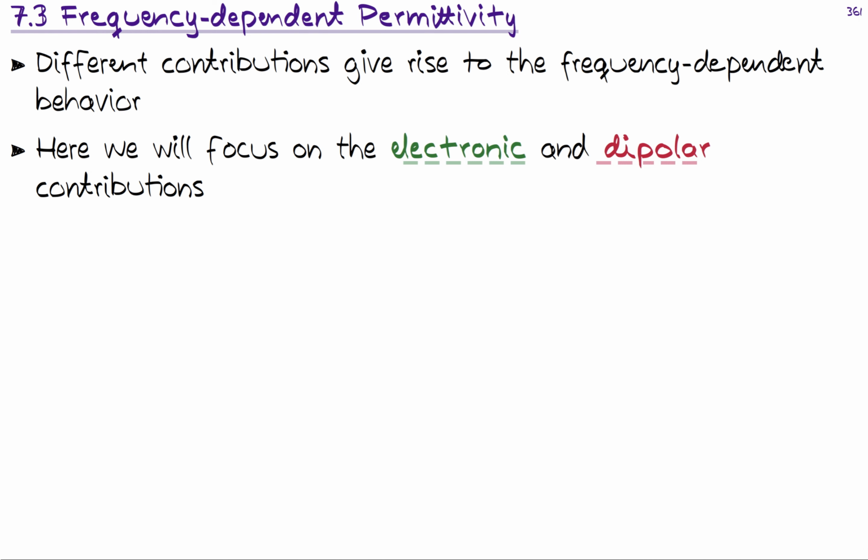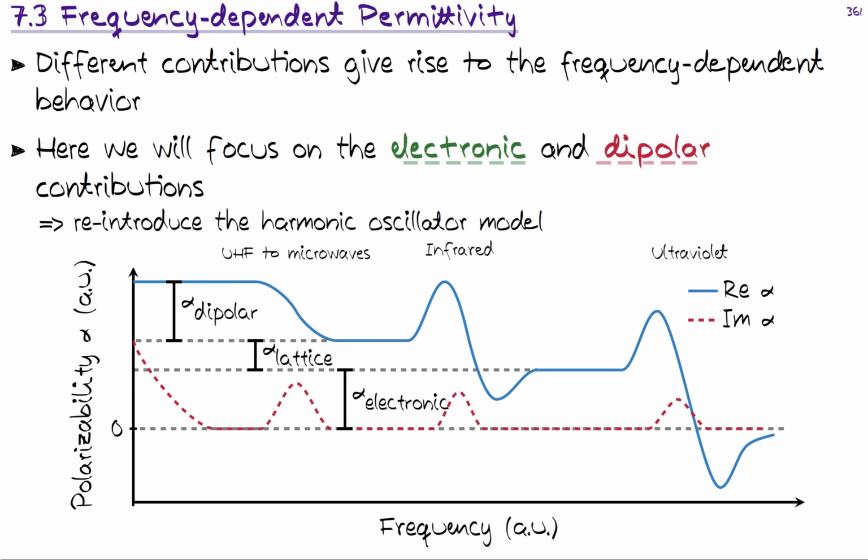So what happens in terms of phonon vibrations in our piece of solid? In order to understand what happens, in the next part we will reintroduce the harmonic oscillator model, so that we can understand how the polarizability is frequency dependent, and we can understand the physical origins behind this frequency dependence.